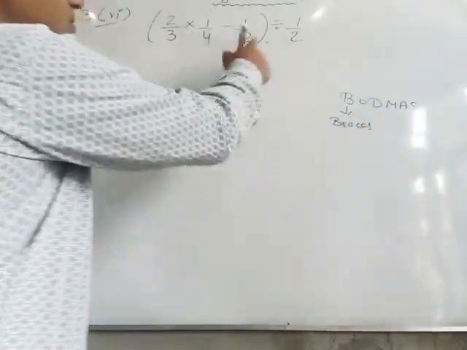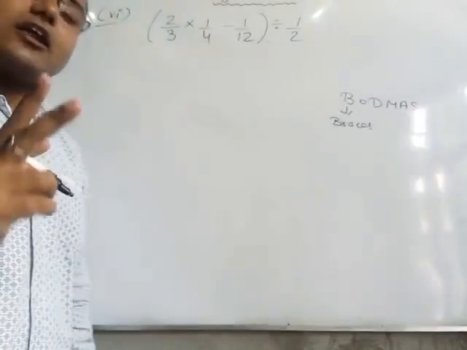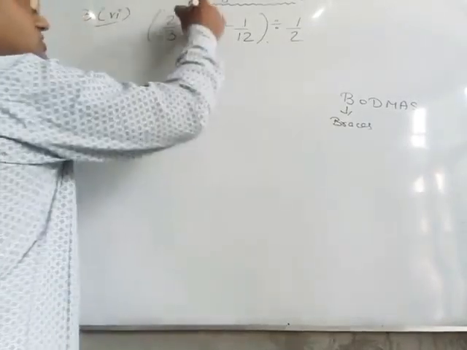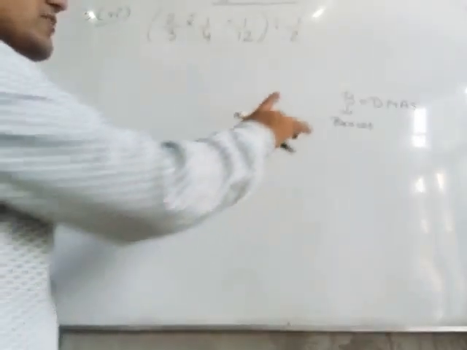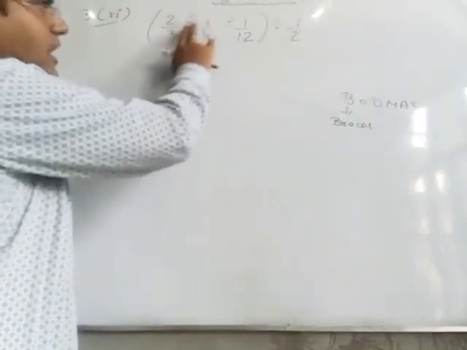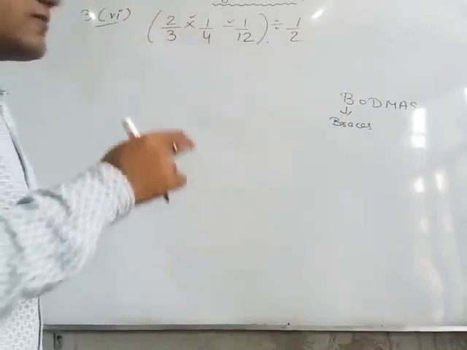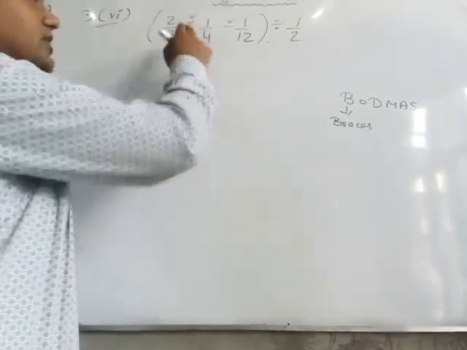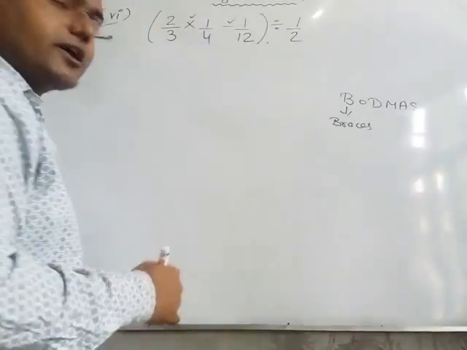So here bracket is coming, but you will observe that inside this bracket two mathematical operations are coming. First is multiplication and second is subtraction. So again we have to apply BODMAS. First of all we have to solve the braces, but in the braces two signs are coming, multiply and minus sign. So first of all we will check which thing we have to do first, multiplication or subtraction. So here we will take the help of BODMAS again.